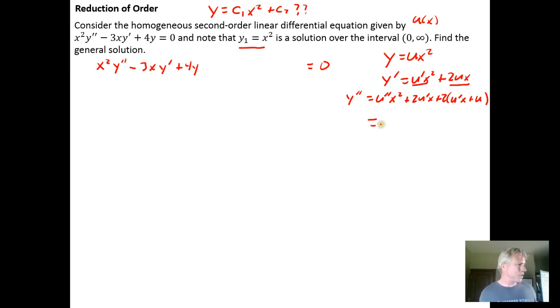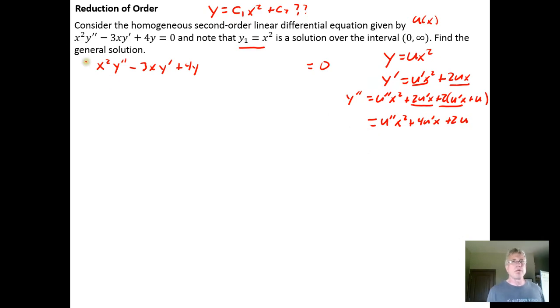And then we want to simplify y double prime as much as we can. I'm looking for my cheater readers. Do you see my cheater readers out there? So we'll simplify this as much as we can. U double prime x squared, yay! Now I can see, plus 2u prime x plus 2u prime x is 4u prime x. And then we get plus 2u.